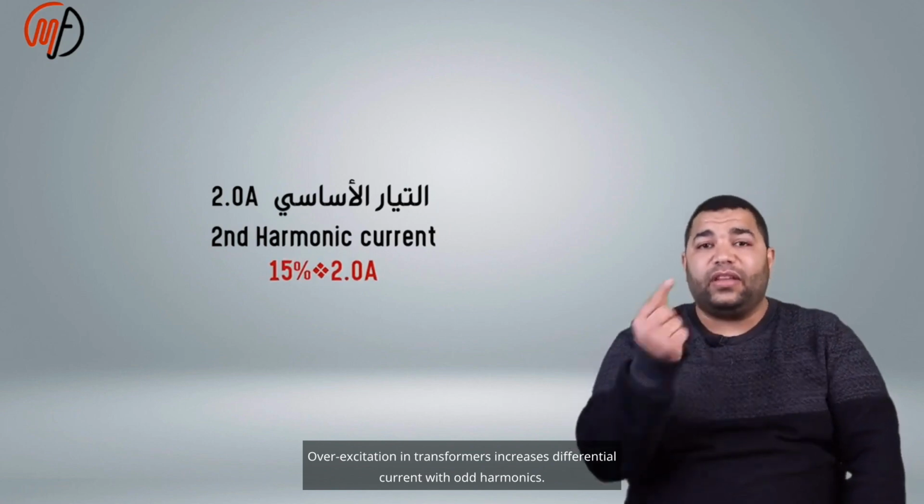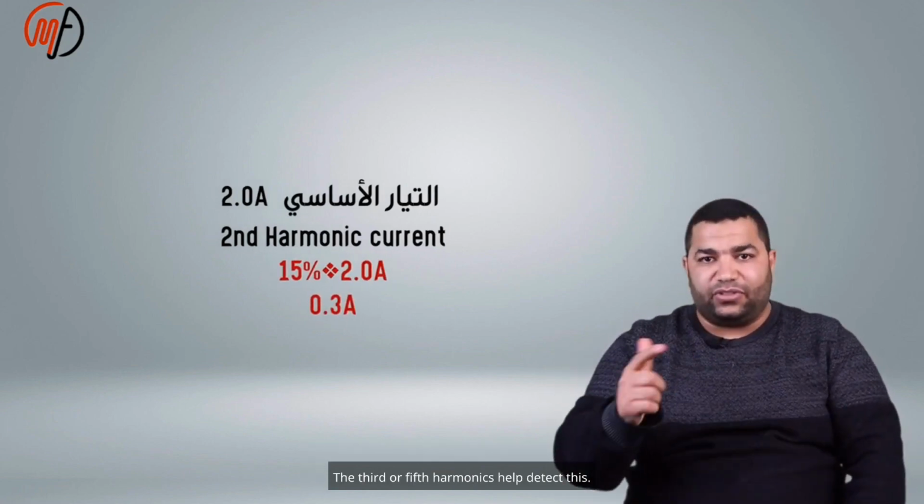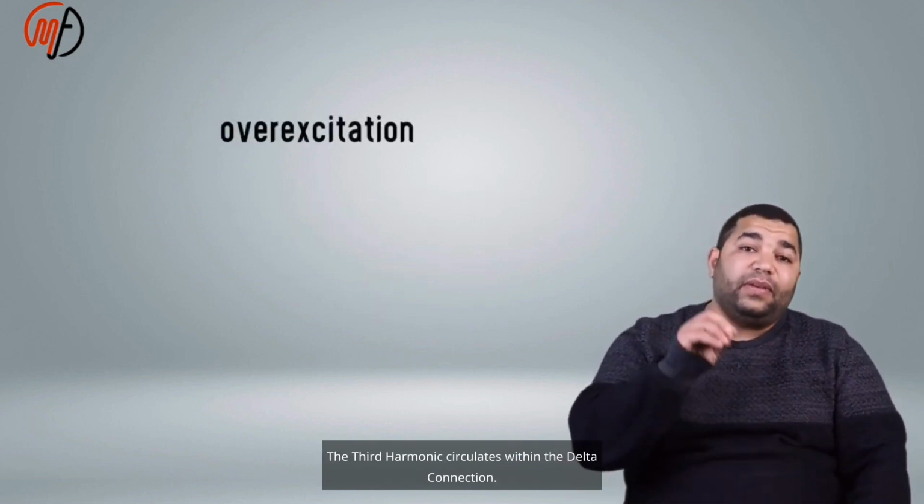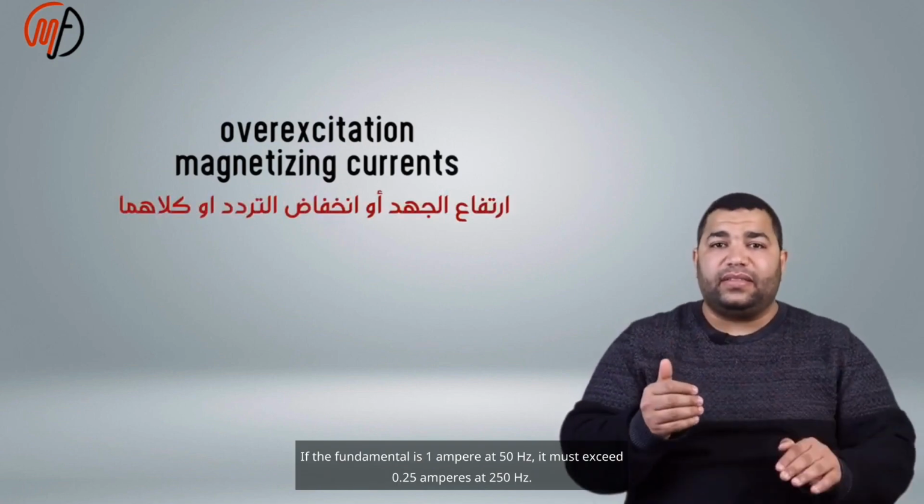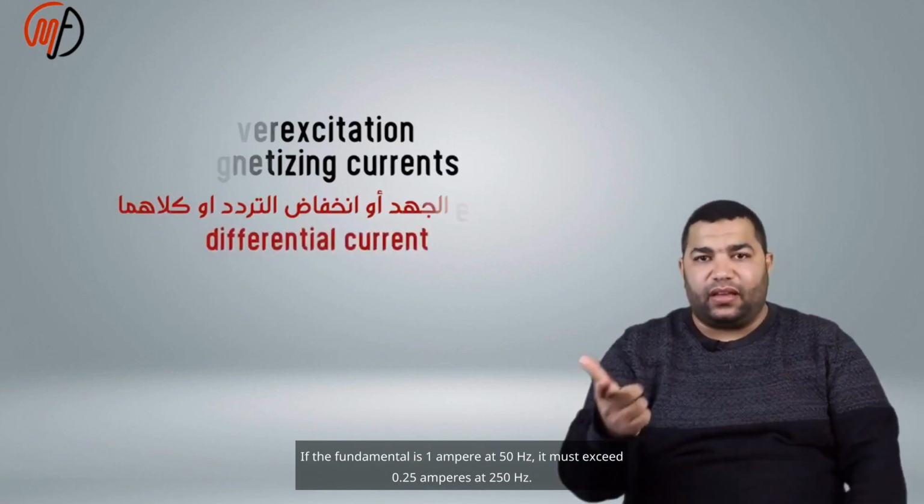Overexcitation in transformers increases the differential current with odd harmonics. The third or fifth harmonics help detect this. The third harmonic circulates within the delta connection, so the fifth harmonic is preferred. If the fundamental is 1 ampere at 50 Hz, the fifth harmonic must exceed 0.25 amperes at 250 Hz. For the second harmonic, it's 100 Hz.